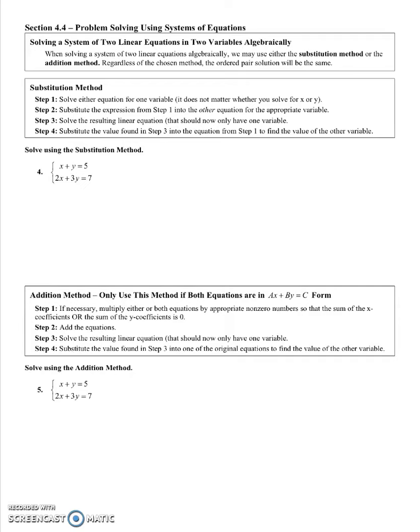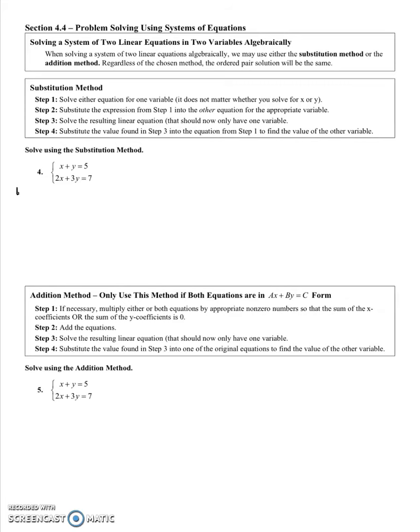For the substitution method, what we want to do is solve one of the two equations for either x or y. It doesn't matter which one. Then we're going to substitute that expression into the other equation for the appropriate variable, and you'll see what that means in a second. Then we solve that equation, and then we plug the solution from that equation into the other equation to get our other variable. So how does that work?